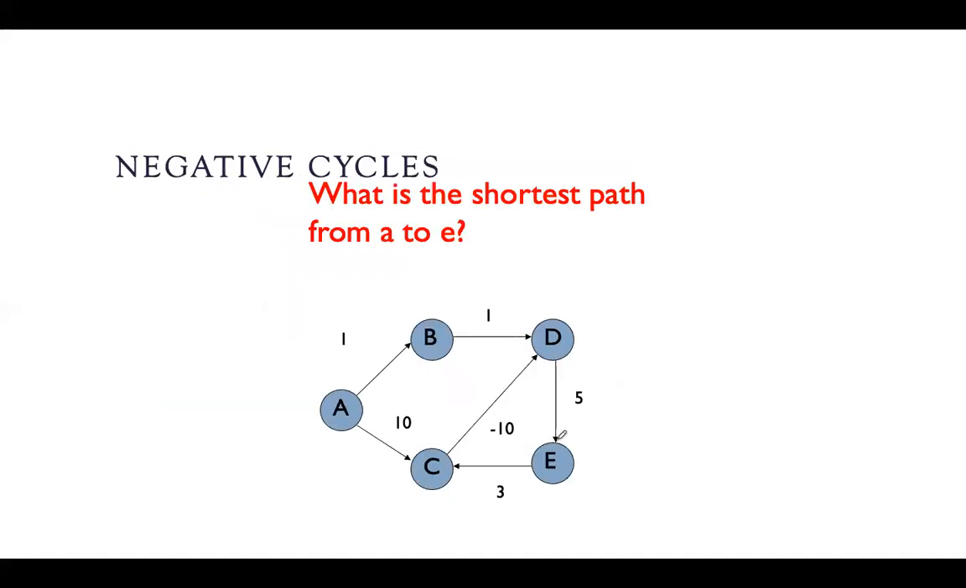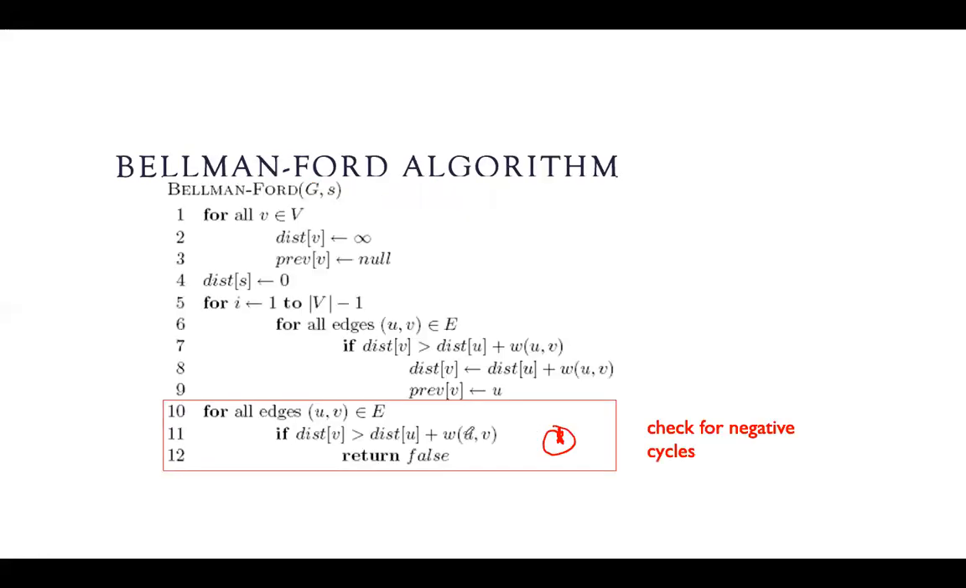See, a cycle is allowed. Okay, there is a cycle here. Cycles are allowed, but it should not be a negative cycle. What is a negative cycle? If you add up these things, 5 plus 3 is 8, 8 minus 10 is -2. So if there are negative cycles in the graph, then the Bellman Ford algorithm will not work. To detect that negative cycle, this last part of the program is used.